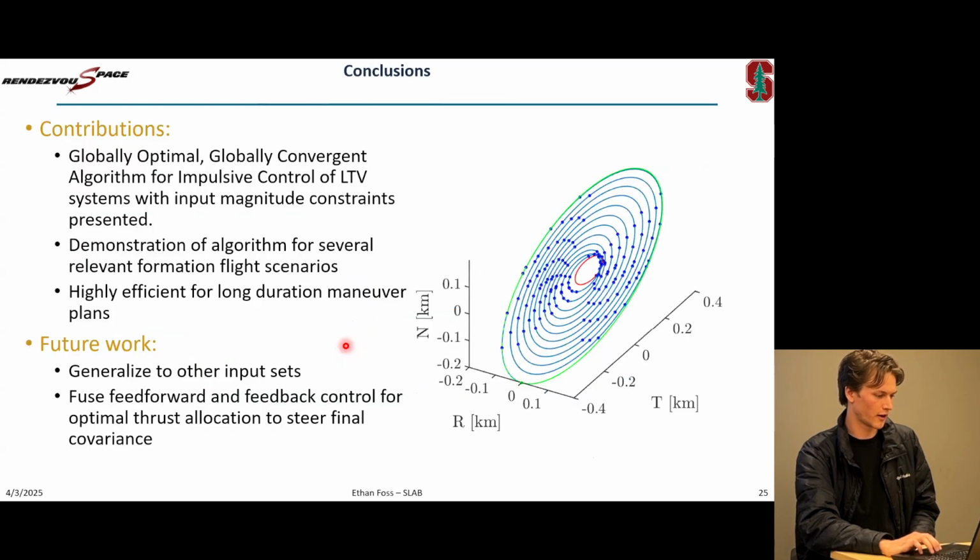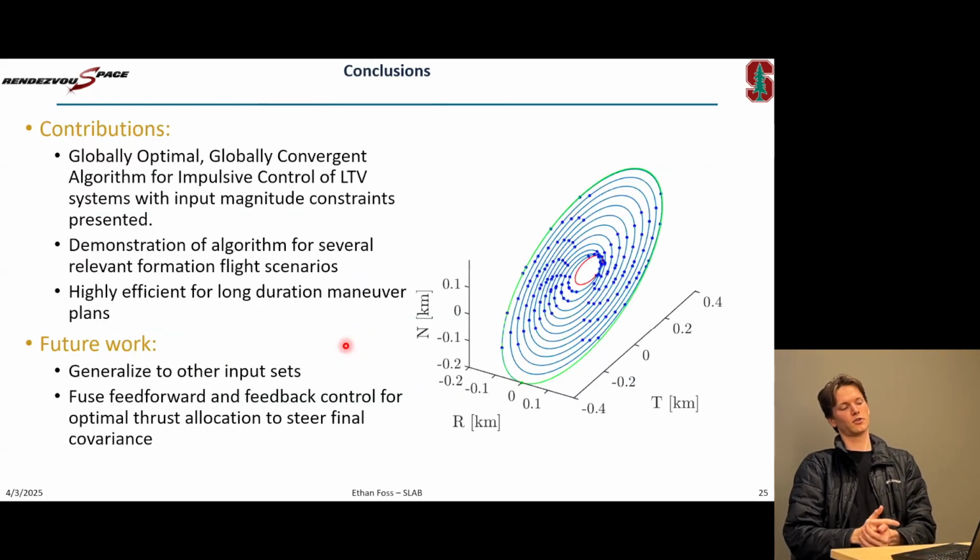So yeah, with that, I'll wrap up with some conclusions. So in this talk, I demonstrated a globally optimal, globally convergent algorithm for impulsive control of LTV systems with input magnitude constraints. And we showed how the algorithm functions for several relevant scenarios. And the algorithm happens to be highly efficient for these long duration maneuver plans that we are interested in.